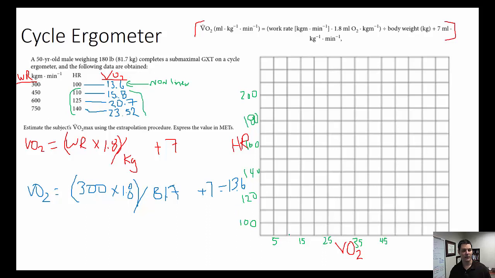So we can take a VO2 of 15.8 and then plot it at 110. We'll then take our next one, which is 20.7, and go to 125. And then we'll go to our next one, which is 23.52, and we'll go to 140.